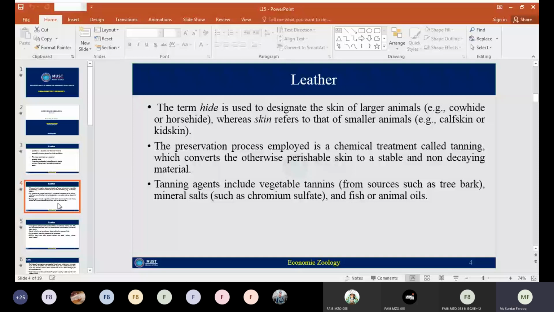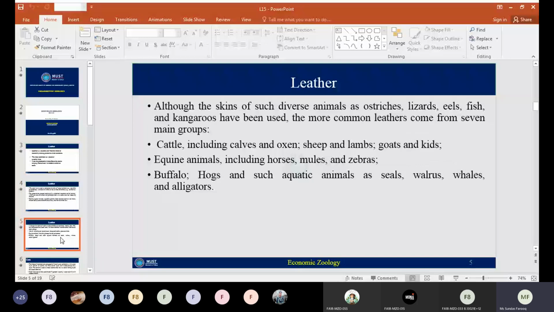So the skins that we utilize for the production of different types of leather can have several origins. There is diversity in the types of animal skin. The most commonly utilized leather is obtained from cattle, but other animals that can be utilized include ostriches, lizards, eel, fish, and kangaroos. The more common leathers come from 7 main groups. Cattle is the number one group, which includes calves and oxen, sheep and lambs, goats and kids.